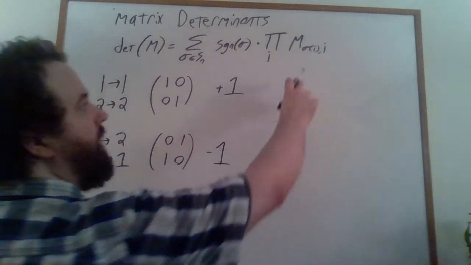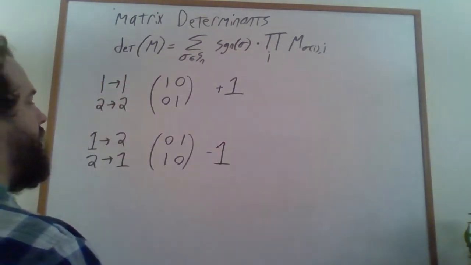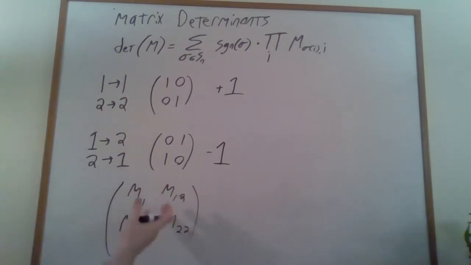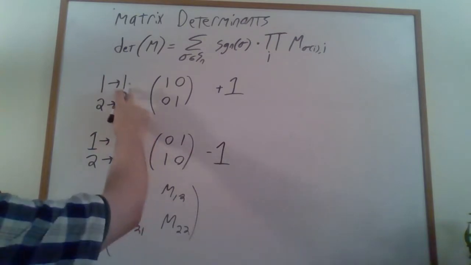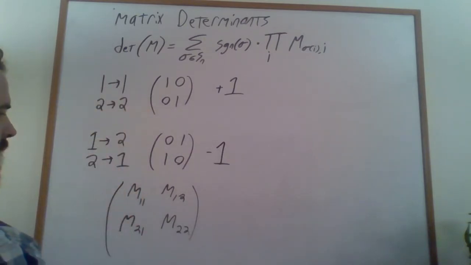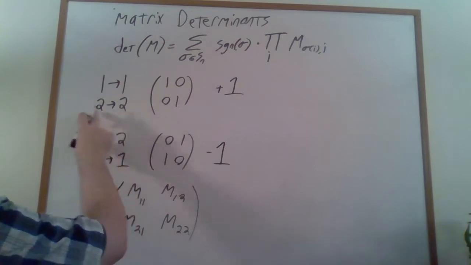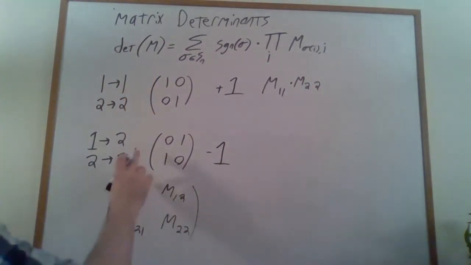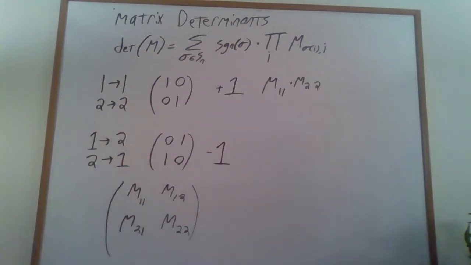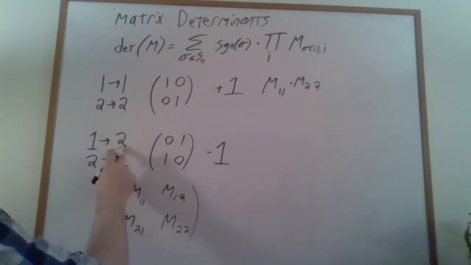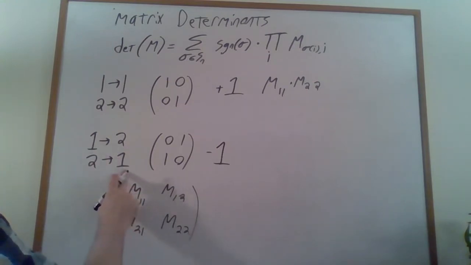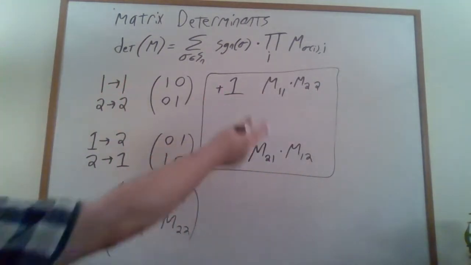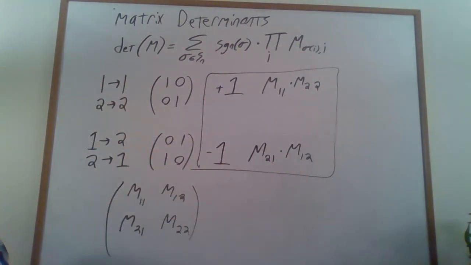And then we simply take the corresponding elements of our original matrix. If we imagine our original matrix looking like this, we're simply taking M11, we have to read it backwards, times M22 for this product here. And then the product for this permutation is going to be M21 times M12. And so together, these two terms give us the determinant of the original matrix.